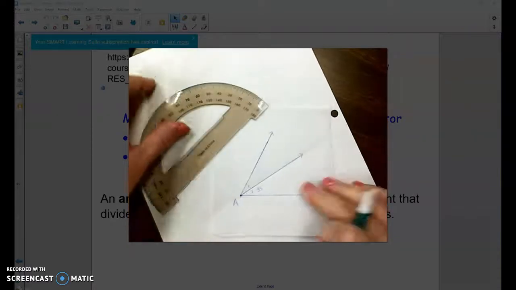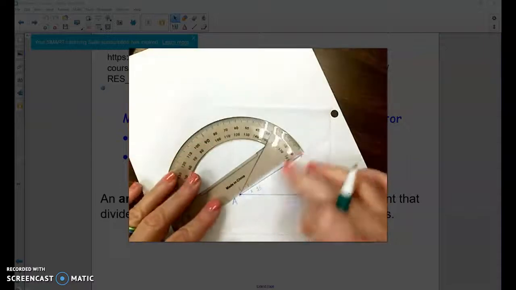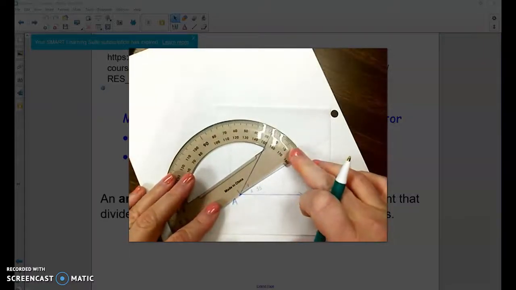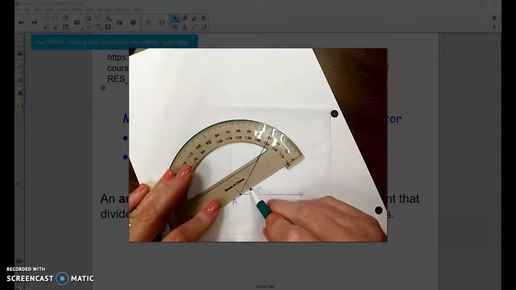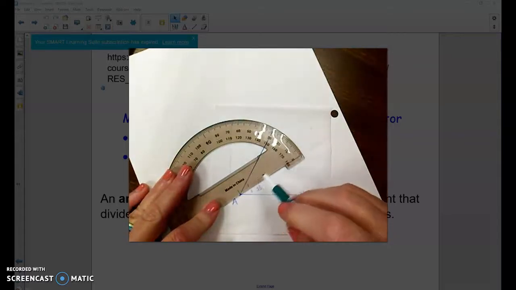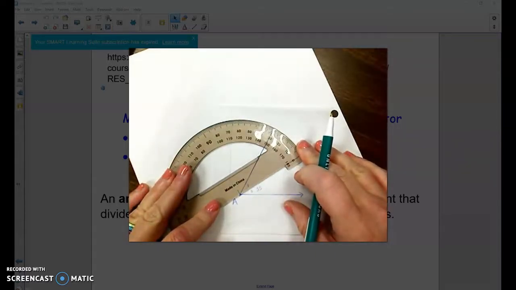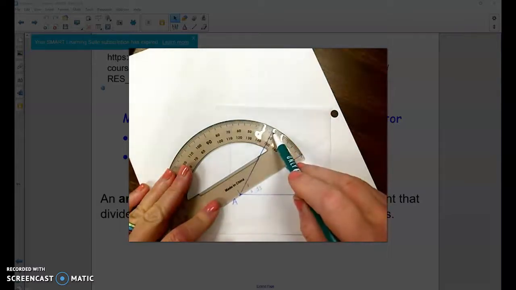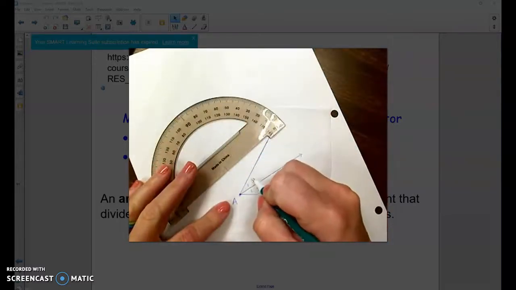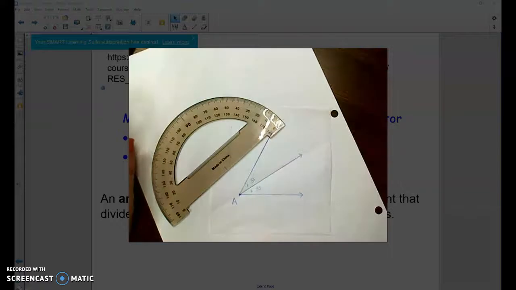Now when I go to measure my other angle, I still put this center dash at A. I'm lining up the side of the angle so that that side goes through 0. And I'm looking to see where this side goes through. And you can tell I'm a little off. I'm at about 31 degrees. So Miss Hale had a little bit of human error as well.